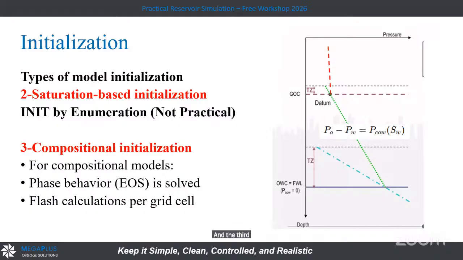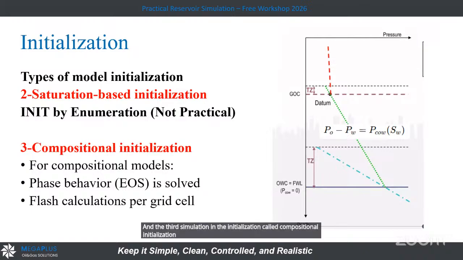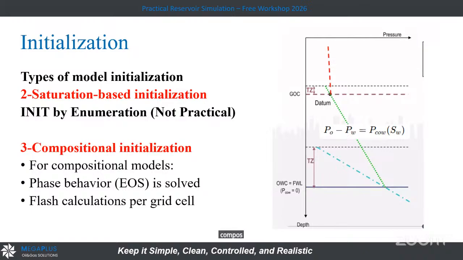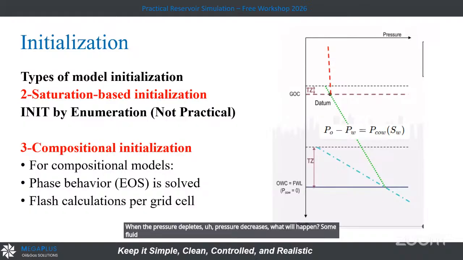And the third type of initialization is called compositional initialization, that I told you about, where I have to put the composition in the initial condition. As an example, gas condensate. In the initial condition it will be gas. When the pressure decreases, what will happen? Some fluid, an oil or condensate liquid, will come in the model.